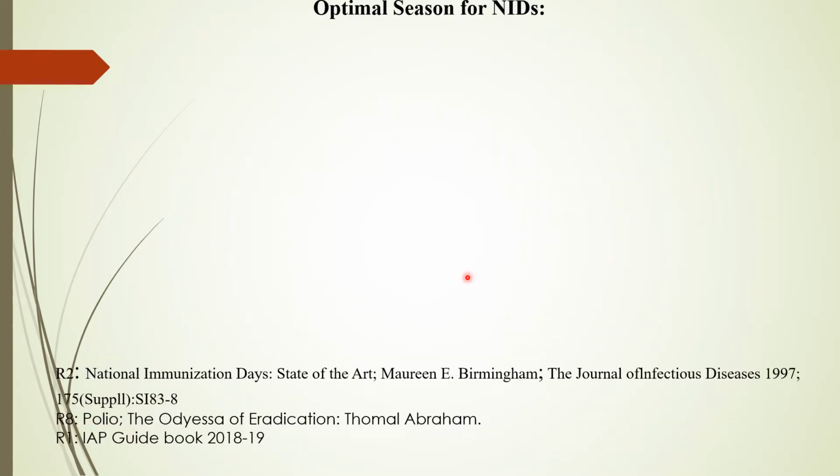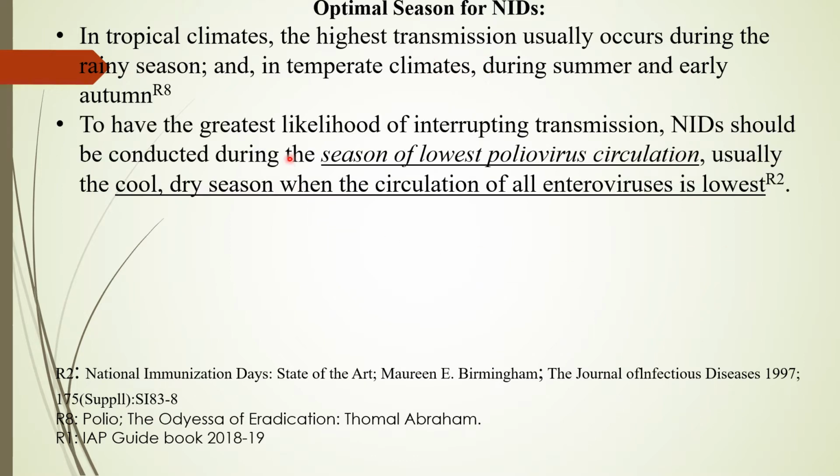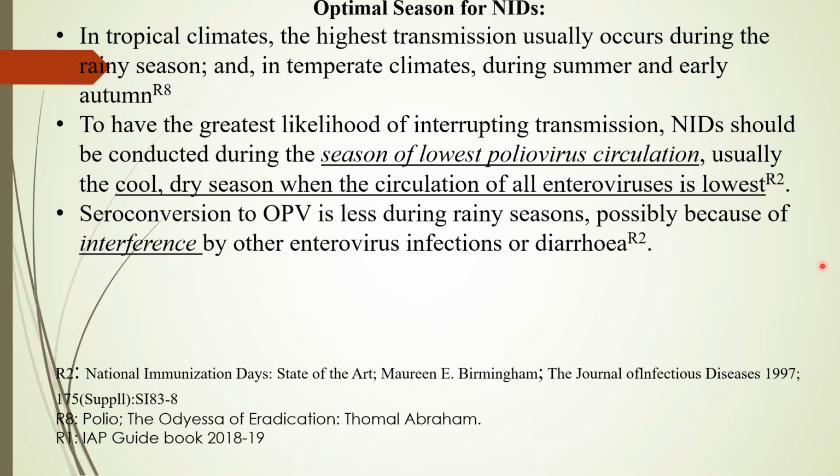Now, what is the optimal season for which the national immunization program is done? In tropical climate, the highest transmission of polio occurs during rainy seasons, and in temperate climate during summer and early autumn. The highest transmission of not only polio virus, all enteroviruses. To have the greatest likelihood of interrupting transmission, NID should be conducted in the season of lowest poliovirus circulation, also enterovirus circulation, usually during the cool, dry season, when circulation of all enteroviruses is lowest.